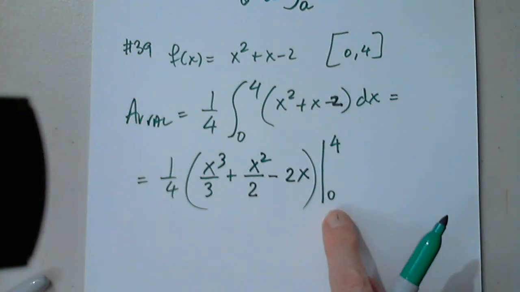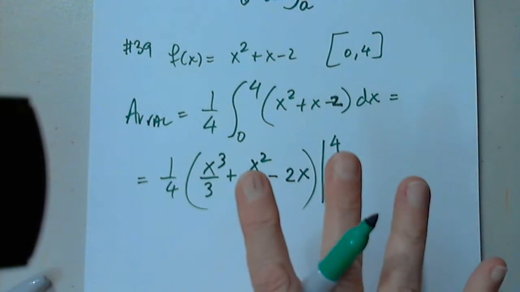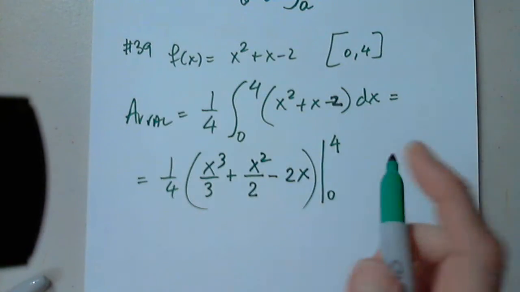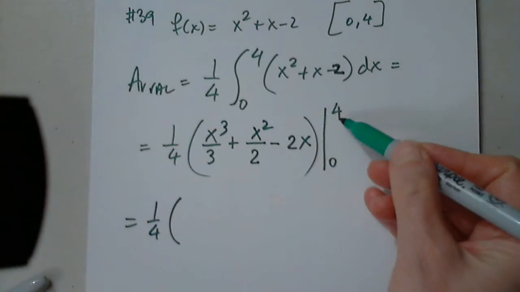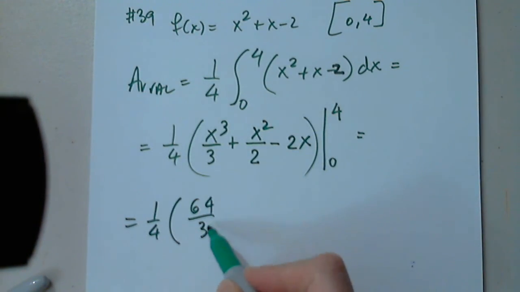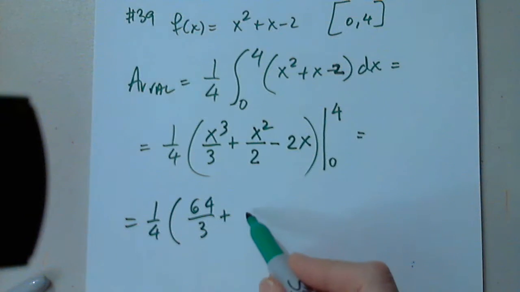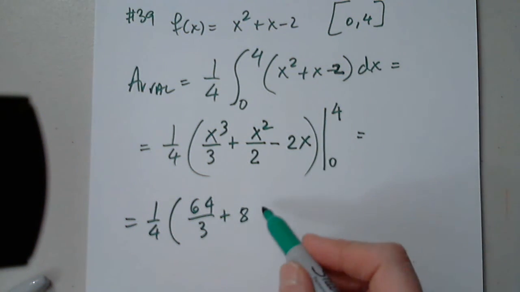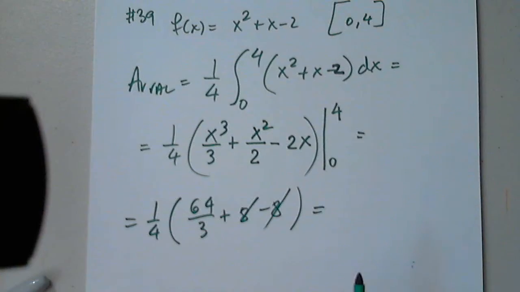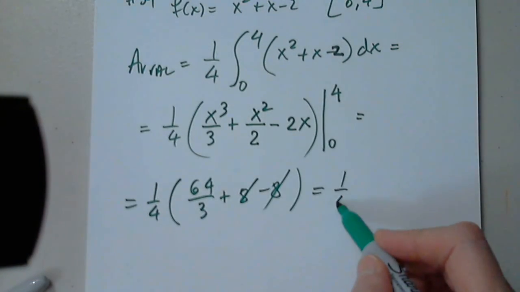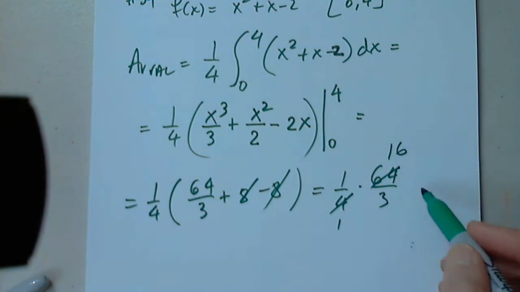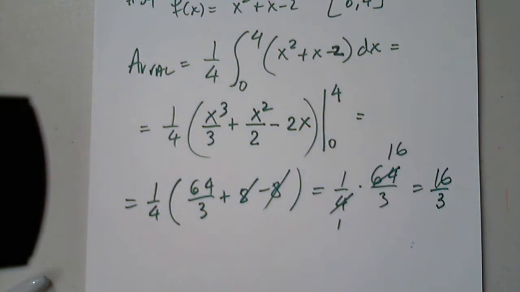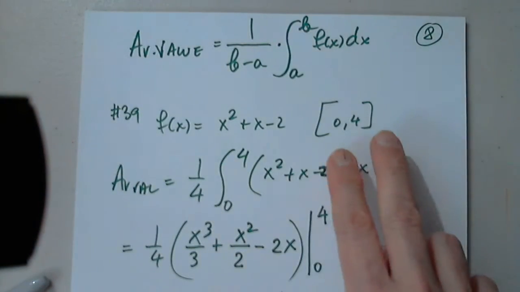Of course, it's a polynomial. When I plug in 0, only for polynomials, careful, I will get 0. So all I need to do is plug in 4. The 1/4 will stay outside patiently. 64 over 3 plus 16 divided by 2, which is 8, and minus 8. So I have 1/4 times 64 over 3. I will simplify, and I get 16 thirds. This is the average value of this function on the given interval.